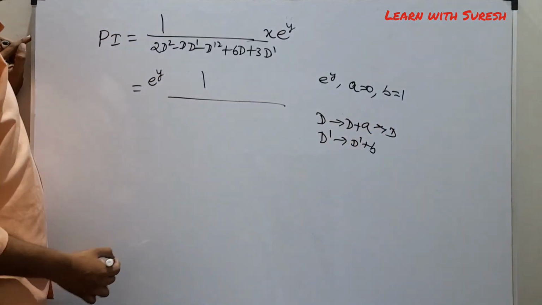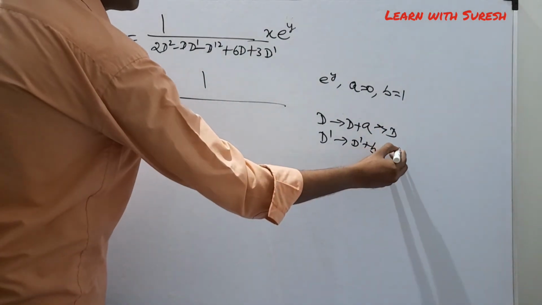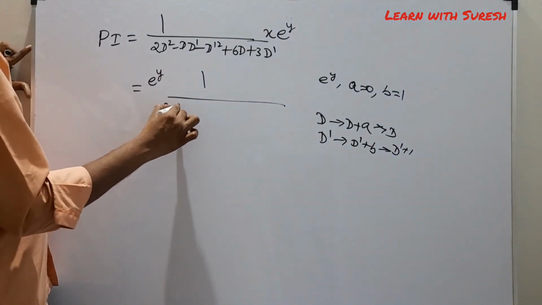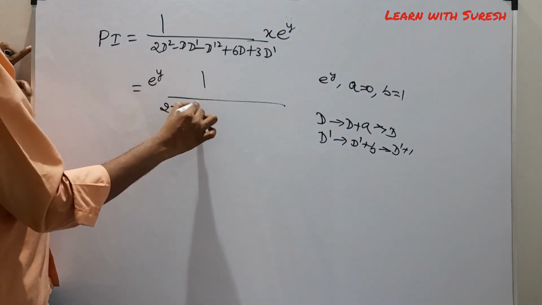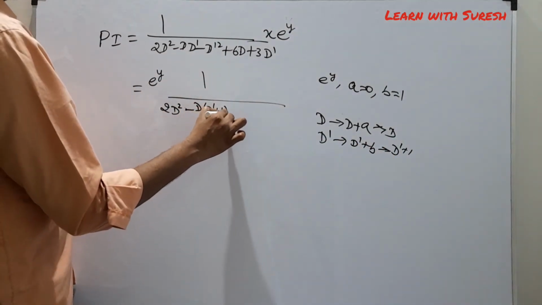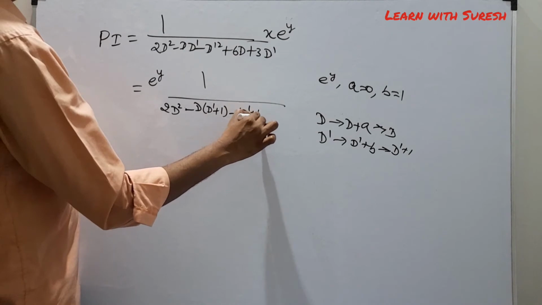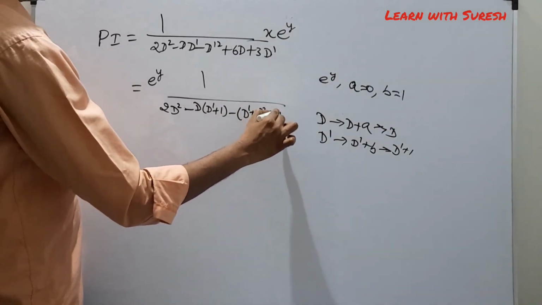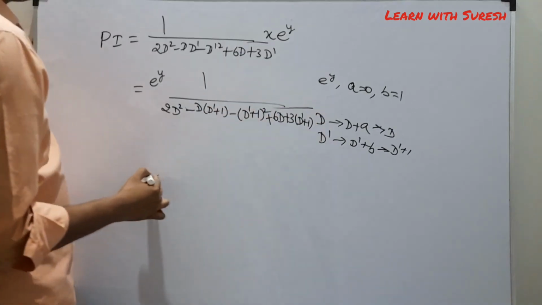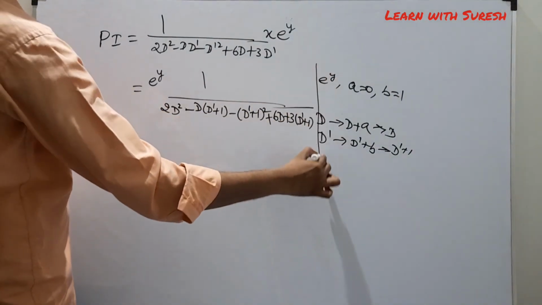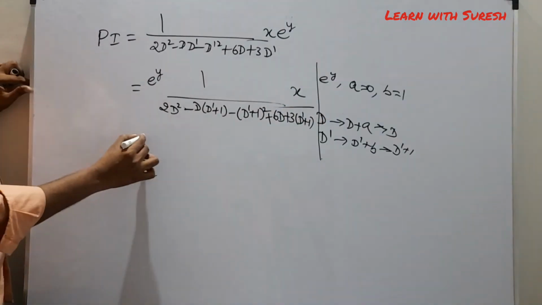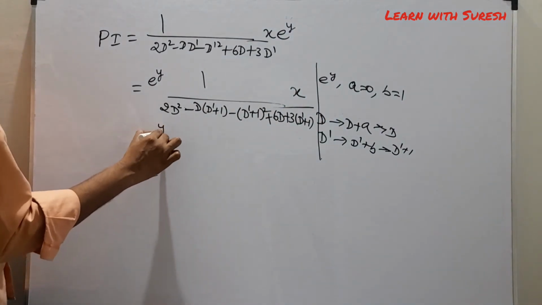D remains as it is, and D' can be changed as D' plus 1. So 2D² minus D, this D' is replaced by D' plus 1, minus (D' plus 1) whole square plus 6D plus 3(D' plus 1), into x, which is equal to e^y.